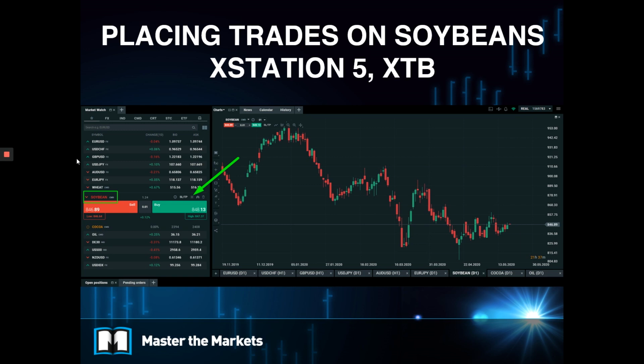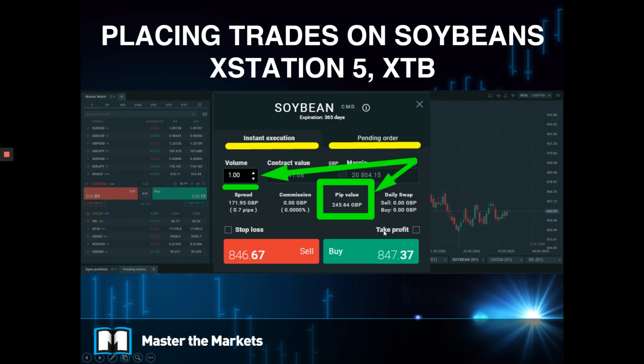So first of all, you click onto the plus sign, which is located there on the trade ticket on XStation. That opens up a trade ticket, which will look like that. Your next step is to decide, do you want to place the trade at market? So is it an instant execution order, or is it a pending order at a certain level? For the purposes of this example, I'm going to place a pending order.